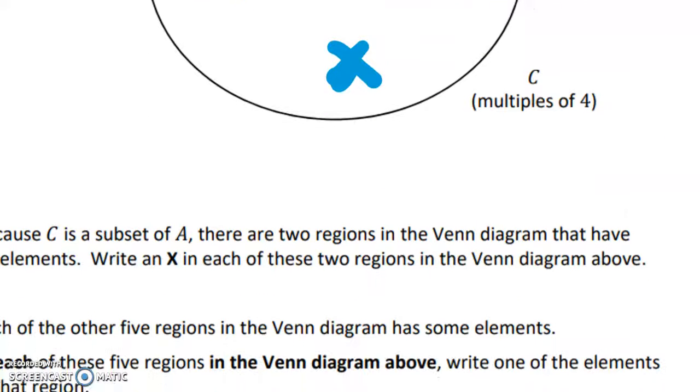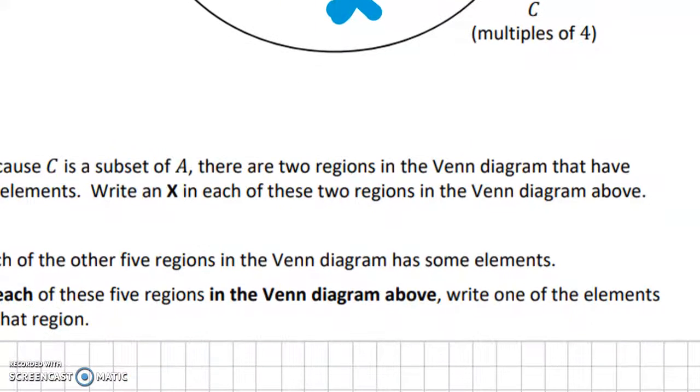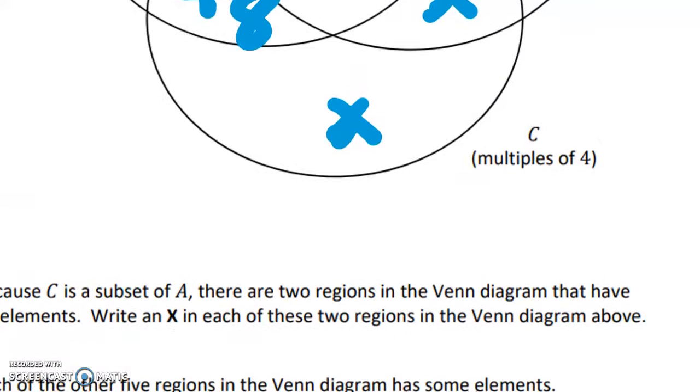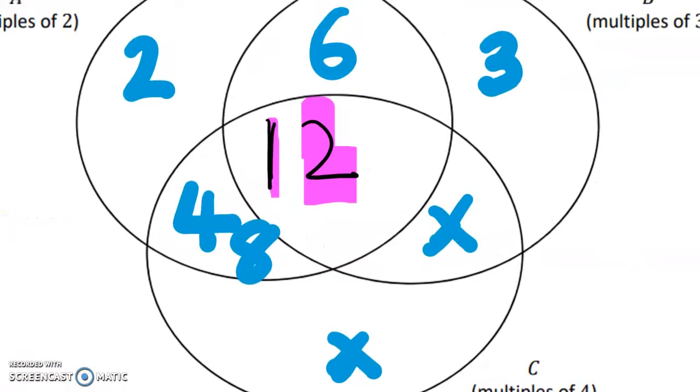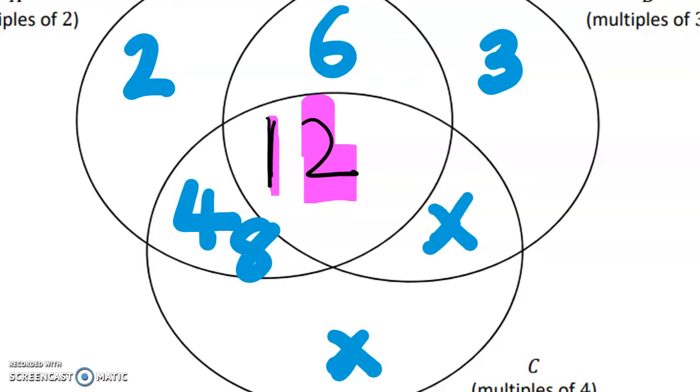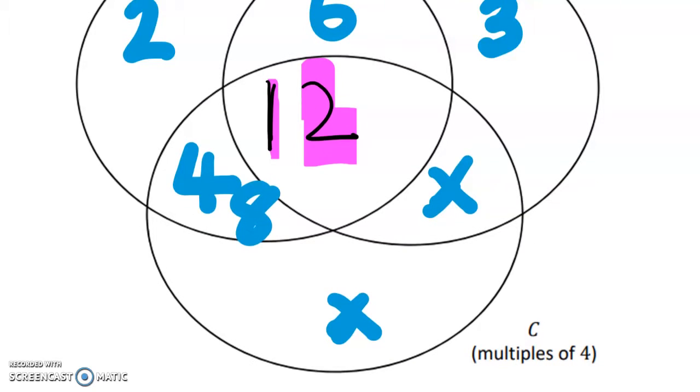Oh, here's the question. Part C. Is it because C is a subset of A? There are 2 regions in the Venn diagram that have no elements. Okay, I just put it in there. Write an X in each of these 2 regions. So I've just done it, look. They're the 2 regions where the X is to be placed, okay?